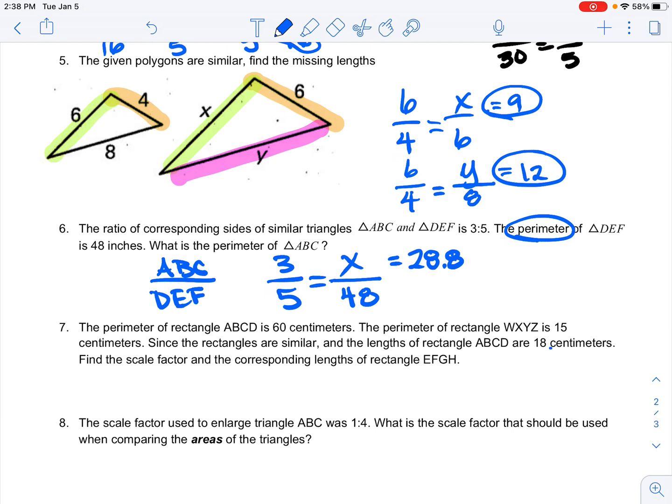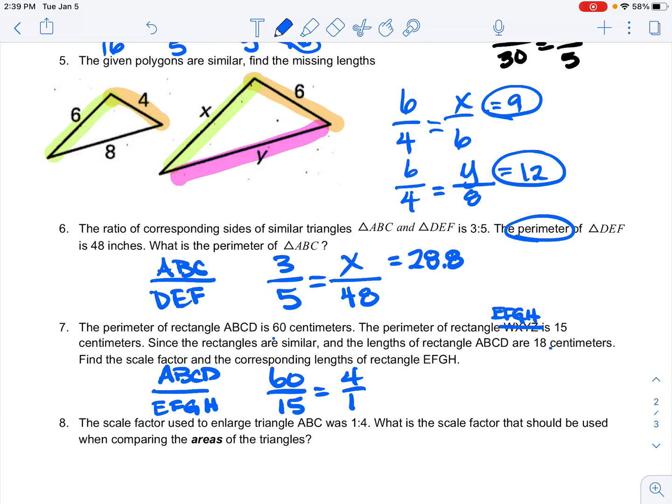Okay. The perimeter is 60, and we've got a typo here, I apologize. It should be E, F, G, H. So we've got A, B, C, D on the top, E, F, G, H on the bottom. We have 60 over 15. So it's asking us to find the scale factor. Well, I can reduce that, put it into a calculator. 60 over 15 is 4 over 1.